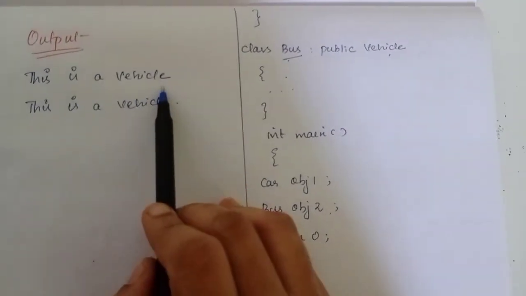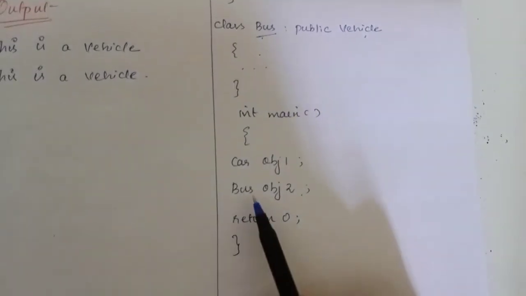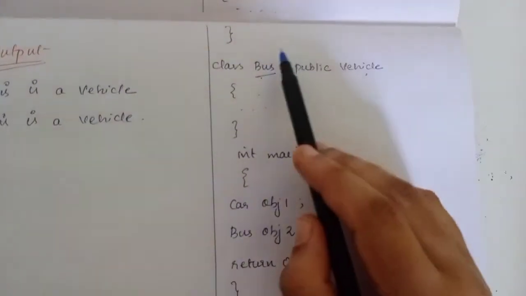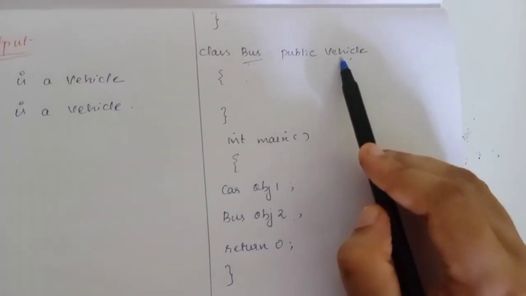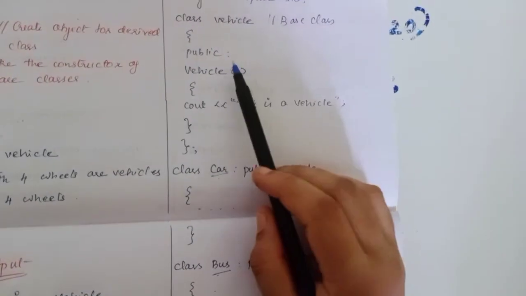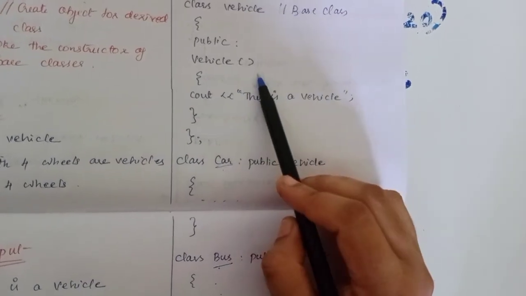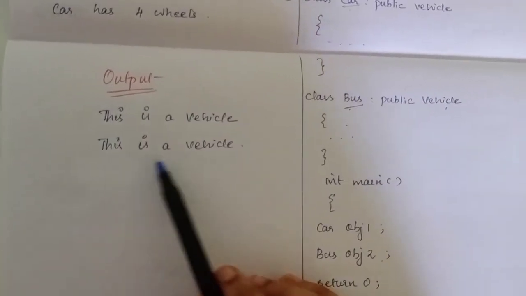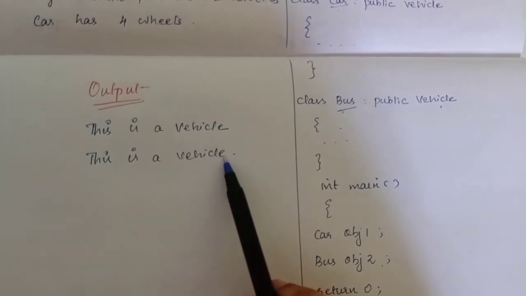Then this is a vehicle is printed. Again there is one more object, bus object. So bus is a subclass of vehicle. So again this constructor is invoked when we create object 2. So again this is a vehicle is printed.